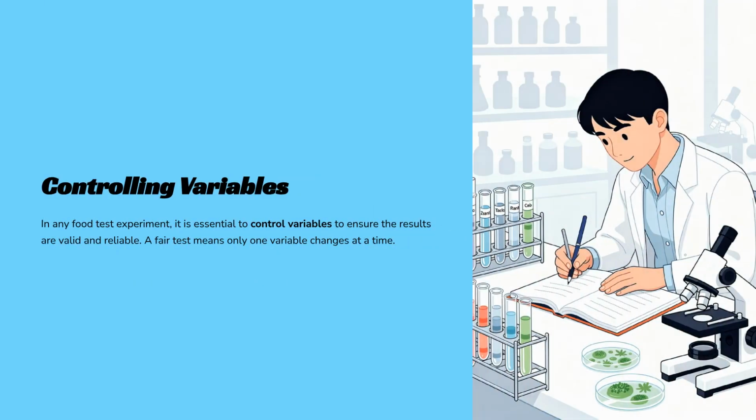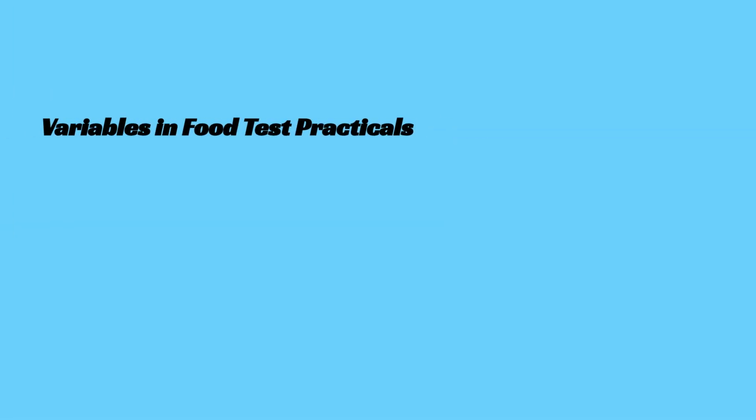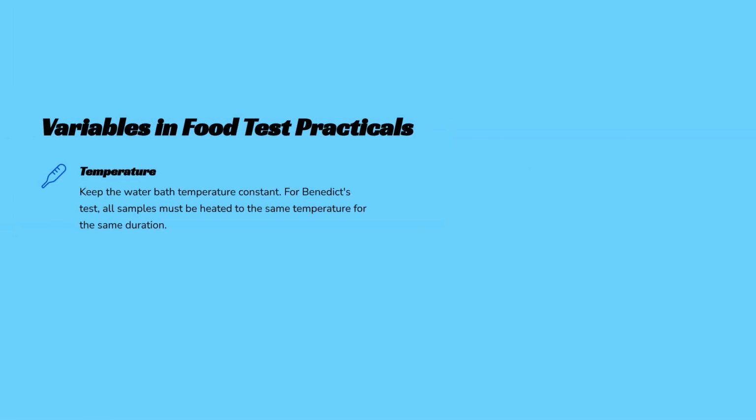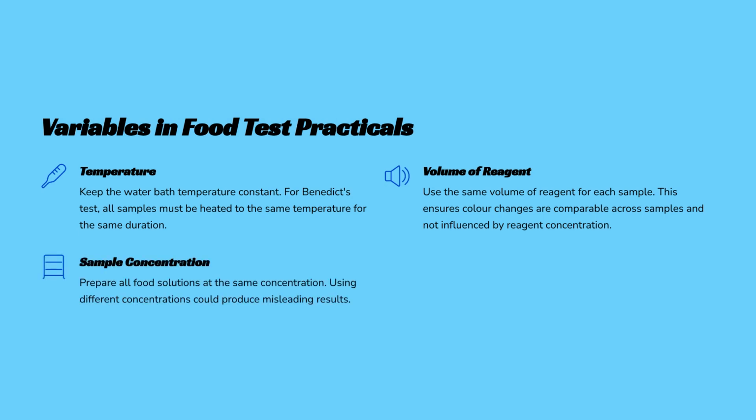Valid and reliable experiments require you to control your variables. A fair test ensures that only one variable, the food sample, is changed, while others are kept constant. Key variables to control include the temperature of the water bath, the volume of reagent used, the concentration of your food solutions, and the duration of each test.